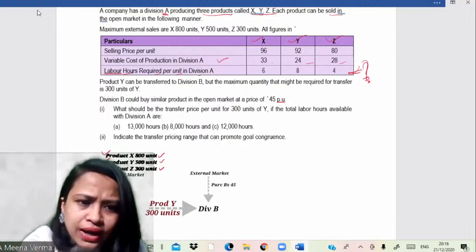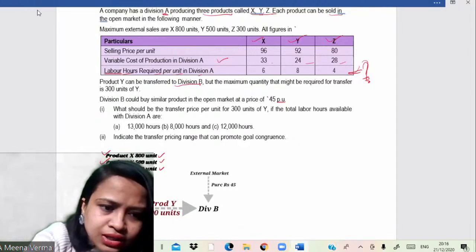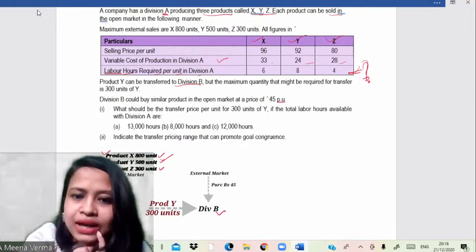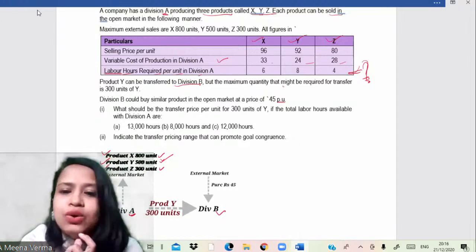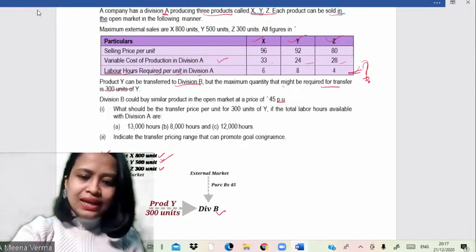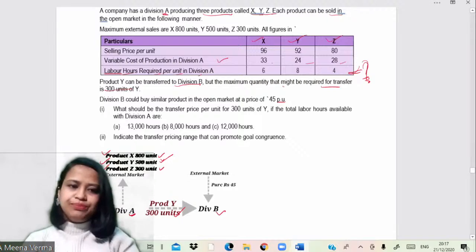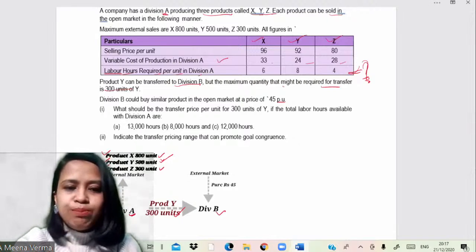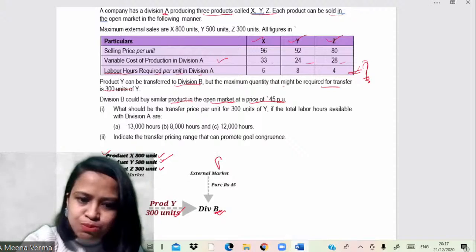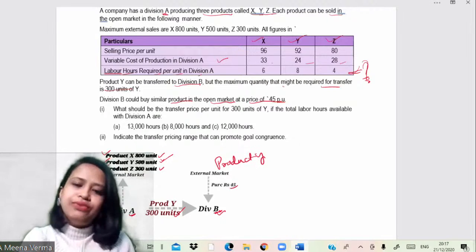Now see, product Y can be transferred to division B. Out of these three products, you can transfer product Y to division B. But the maximum quantity that might be required to transfer is 300 units. You can transfer a maximum of 300 units in division B. Division B could buy a similar product Y from the open market at rupees 45.